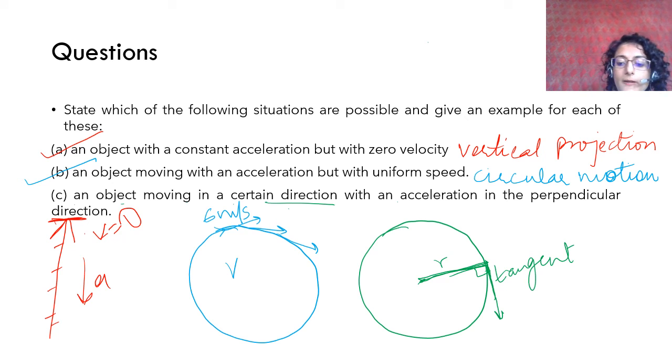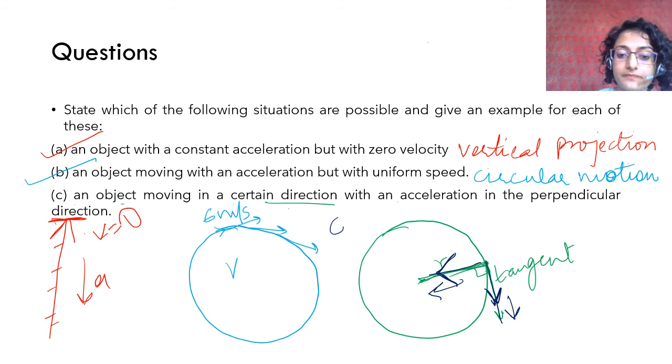You have to remember that in circular motion the acceleration is towards the center, right? In this case, the direction of velocity is tangential and acceleration is inwards. So acceleration moves like this and the particle is moving like this. Therefore, the object is moving in one direction, but the acceleration is in this direction, right? This is called centripetal acceleration.